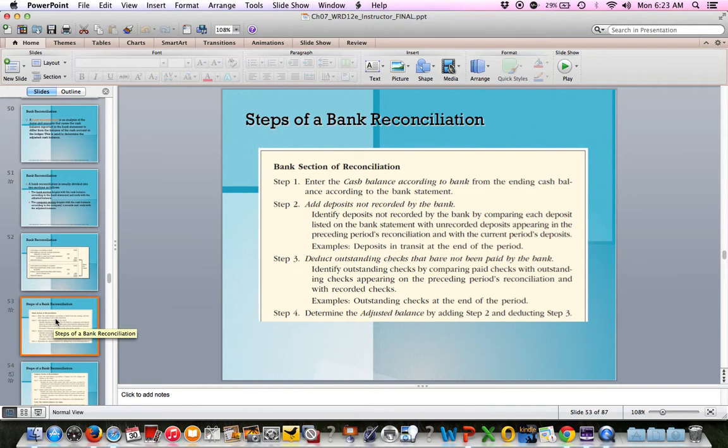So there are lots of steps to follow to do this. The bank side: enter the cash balance per the bank statement. Add deposits not yet recorded by the bank. So if we made a deposit and the bank has not recorded it yet, we would add that. And then deduct outstanding checks that have not yet been paid by the bank. Keep in mind the bank does not know we've written a check until that check is presented to the bank. We know as the business, the moment we write a check, we know that we did, obviously, right? The bank doesn't know until that check is presented for payment to the bank. So that's going to cause some differences.